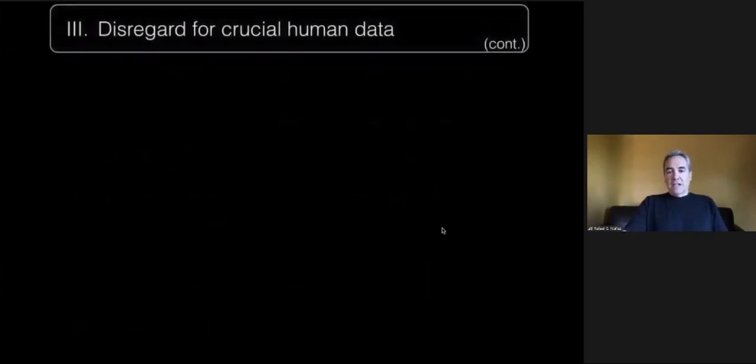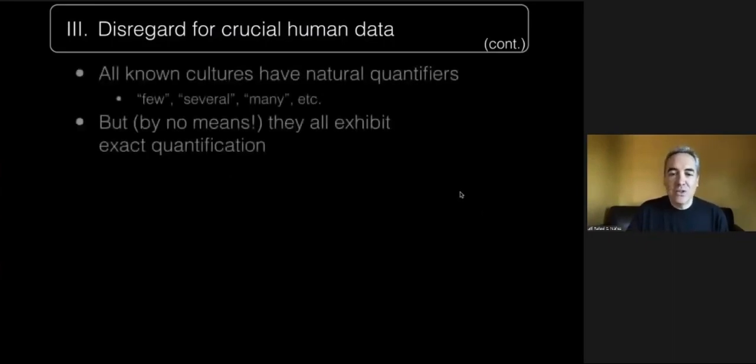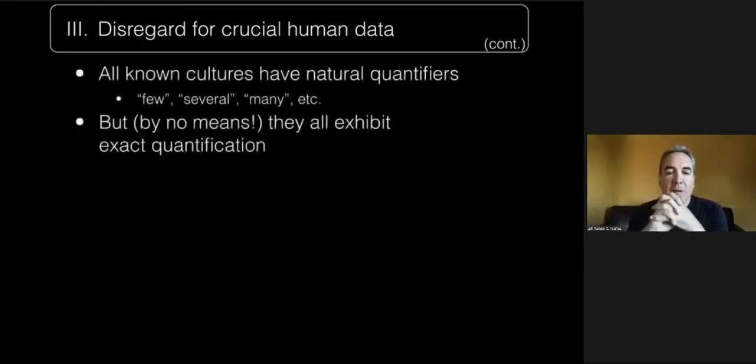And when you do that, and this is largely ignored in the literature, and you wouldn't really see it, let's say, in the title of a New York Times science piece saying some insects count better than you, when you start looking at some other humans, most languages that have been investigated have natural quantifiers like few and several and many and so on. So those lexemes do exist. But by no means do these languages exhibit exact quantification. And that's what we should be looking at.